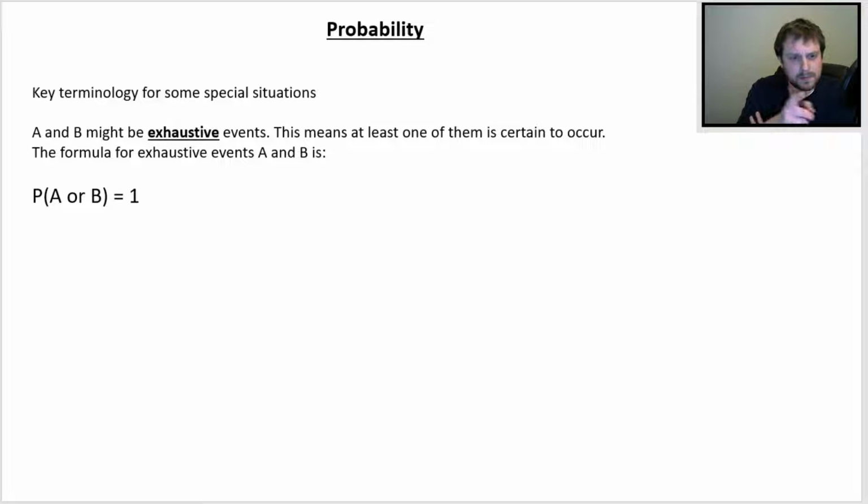The first one is what it means for A and B to be exhaustive events. So you might want to write this down. A and B might be exhaustive events. This means at least one of them is certain to occur. It could be that A occurs or B occurs, or maybe both of them at the same time. One of those will always happen if A and B are exhaustive. At least one of them is certainly going to occur.